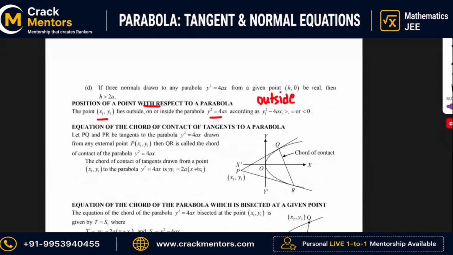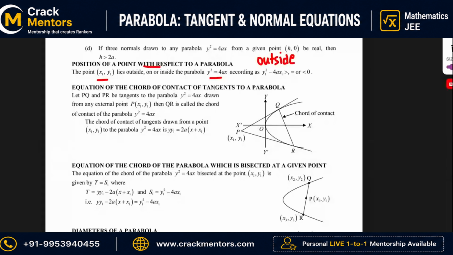Okay. Then equation of chord of contact of tangents to a parabola. So this is the chord of contact of tangents. Again, the equation would be T equals 0. The same equation, so no need to remember anything.